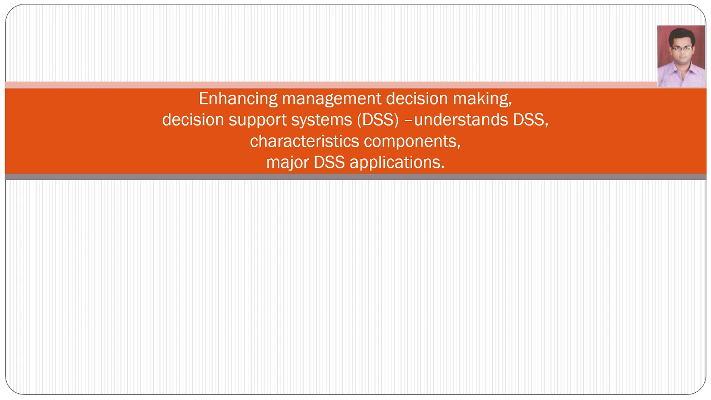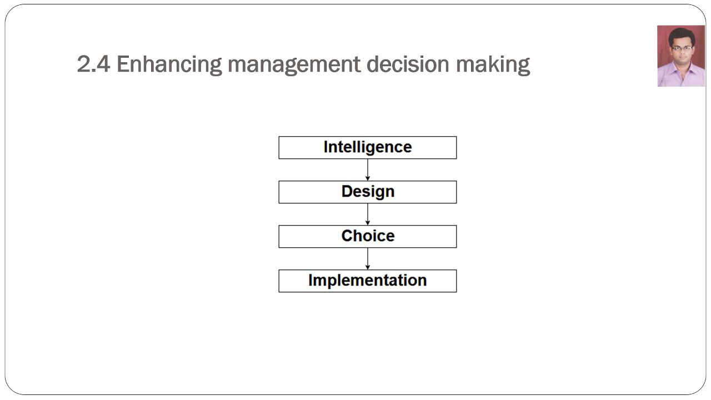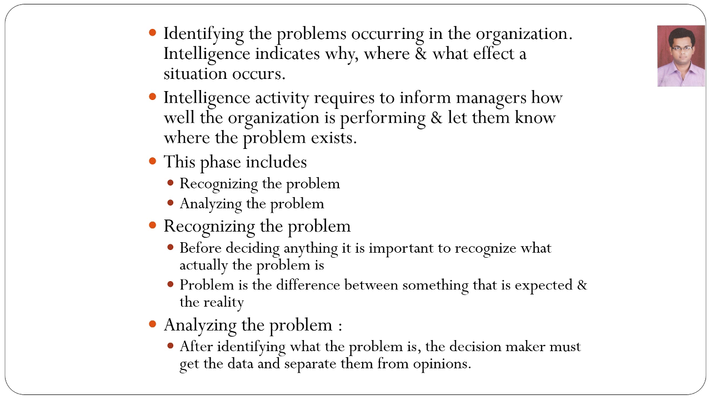Let's talk about the next point, which says enhancing management decision making and decision support systems, understanding DSS, characteristic components, and major DSS applications. Enhancing management decision making. Now, see, there is a diagram which says intelligence is followed by design, which is followed by choice, which is followed by implementation. Identifying the problems occurring in the organization, intelligence indicates why, where, and what effect situation occurs.